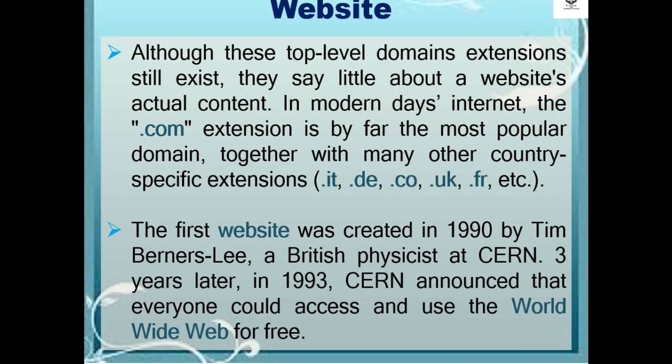In modern day's internet, the .com extension is by far the most popular domain, together with many other country-specific extensions like .it, .de, .co, .uk, .fr, and so on. The first website was created in 1990 by Tim Berners-Lee, a British physicist at CERN. Three years later, in 1993, CERN announced that everyone could access and use the World Wide Web for free.